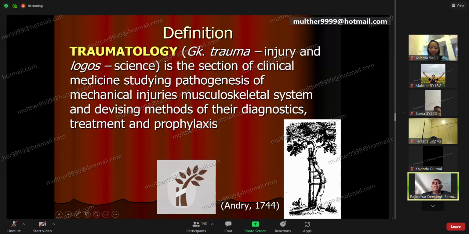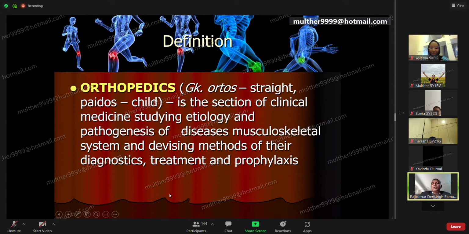Here we have the symbol, the one drawn by Nicola in 1744, and the modern symbol of our field of medicine, orthopedics. What is orthopedics? Orthopedics, Greek word orthos means straight, ped means child. So if you want to define it, it is straight child. But that is not how it is defined. It is a section of clinical medicine that studies the etiology and pathogenesis of diseases of the musculoskeletal system, various methods of diagnosis, treatment, and prophylaxis.